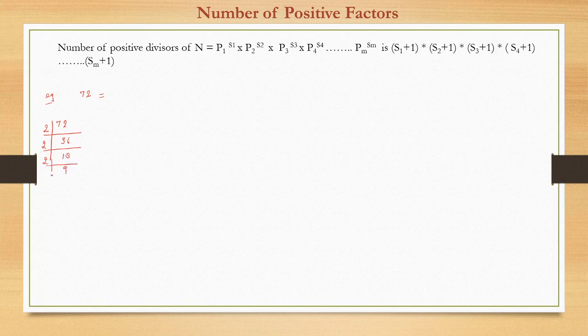2 divides 18 by 9 times 3. So we have 3 twos, so it becomes 2 raised to power 3, and we have 2 threes, so this becomes 3 square. So now we have prime factorized 72. Now we need to find what would be the number of factors of this 72.